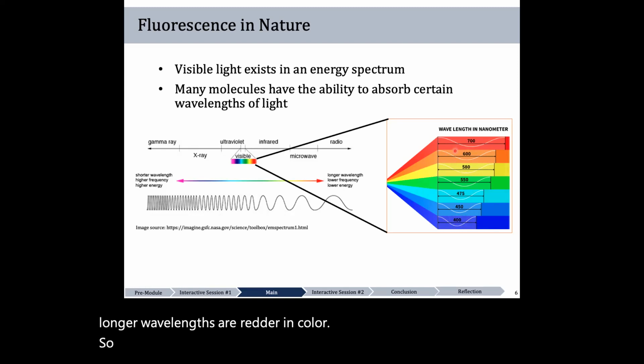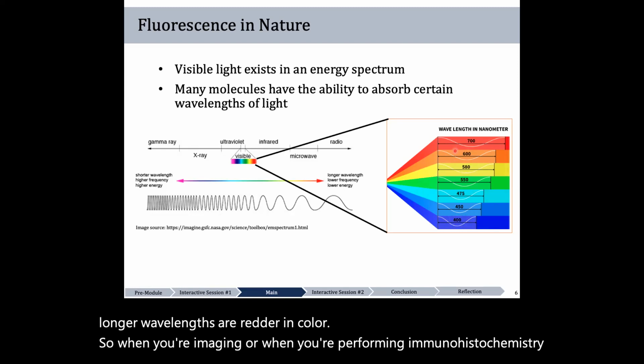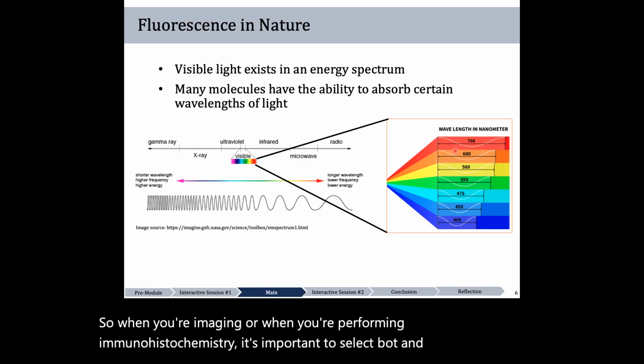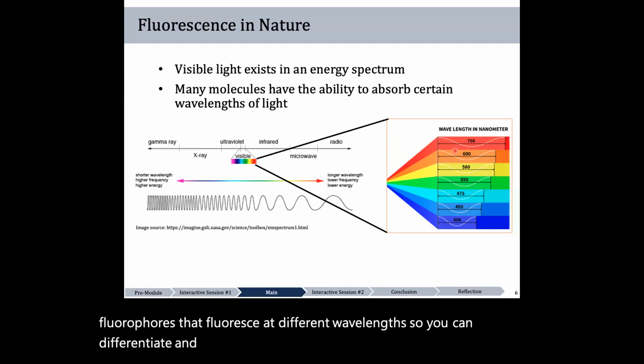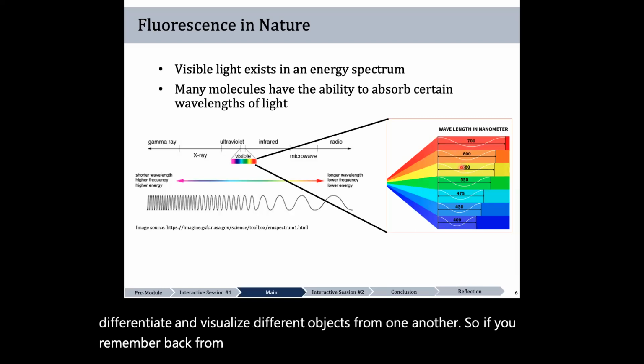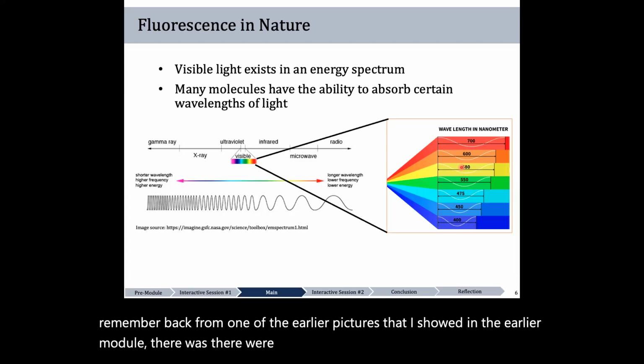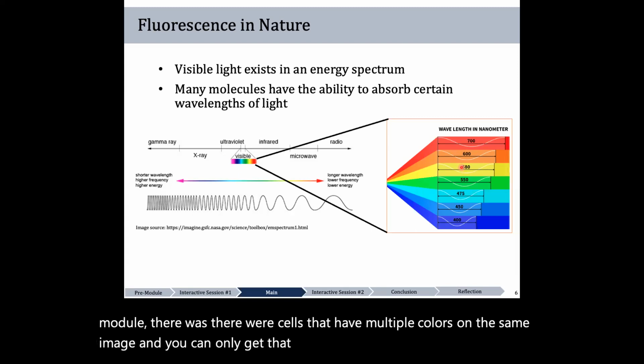So when you're imaging or when you're performing immunohistochemistry, it's important to select antibodies that have fluorophores that fluoresce at different wavelengths, so you can differentiate and visualize different objects from one another. If you remember from one of the earlier pictures that I showed in the earlier module, there were cells that have multiple colors on the same image. And you can only get that if you make sure that your fluorophores fluoresce light in different colors.